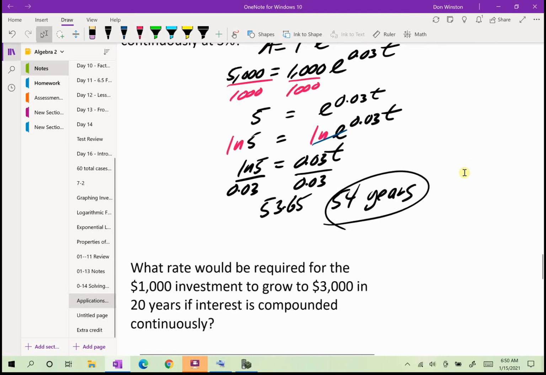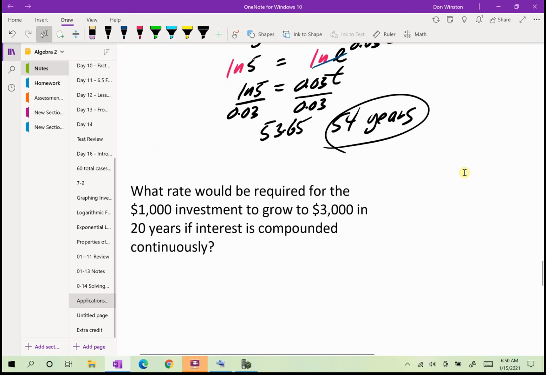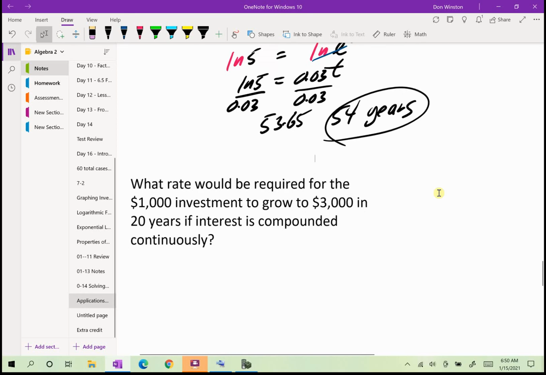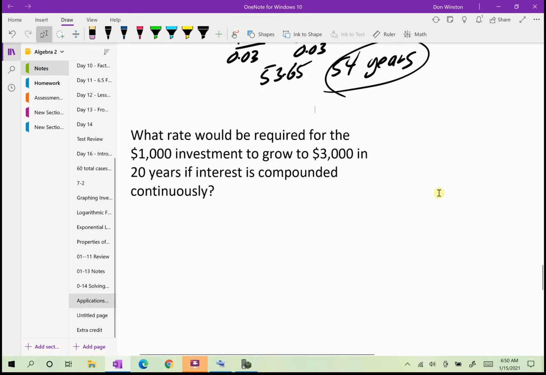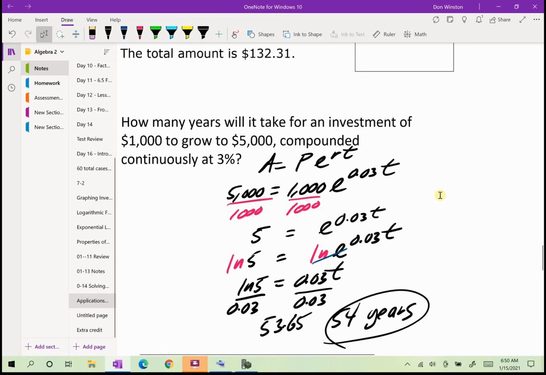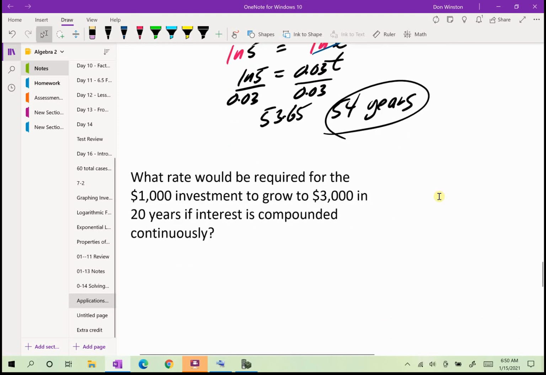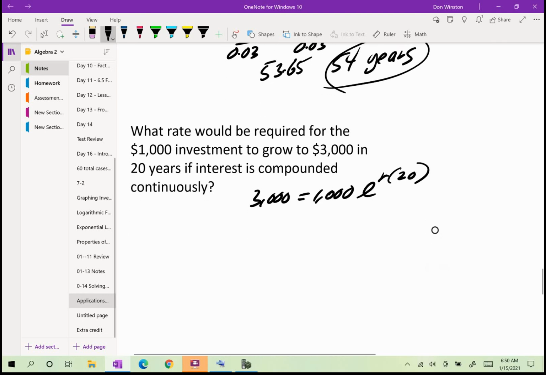I could ask this question: what rate would be required for the $1,000 investment to grow to $3,000 in 20 years if interest is compounded continuously? With this problem here, I was looking for T. Now I'm given T, I'll be looking for R. So again, we'll have 3,000 equals 1,000 times e. I don't know what R is, that's what we're looking for, but we have what T is. If I divide both sides by 1,000, I'll get 3 equals e raised to 20r.